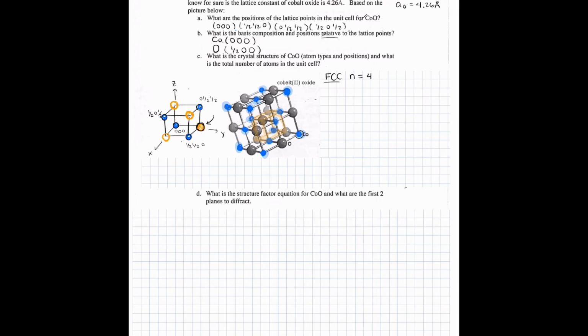Okay, what is the crystal structure of the cobalt oxide, and what is the total number of atoms? All right, the crystal structure is FCC, and it's an interpenetrating FCC. You can also say that it is a zinc blende.